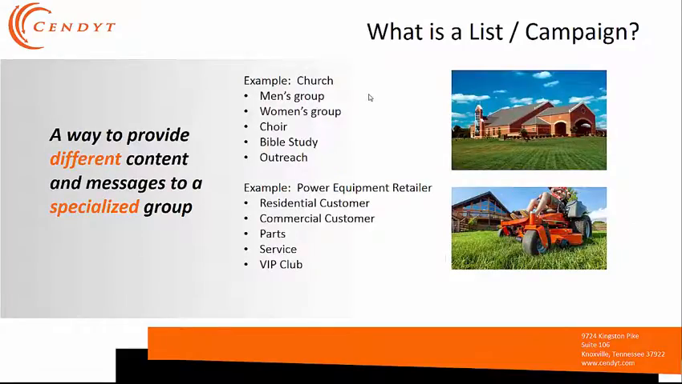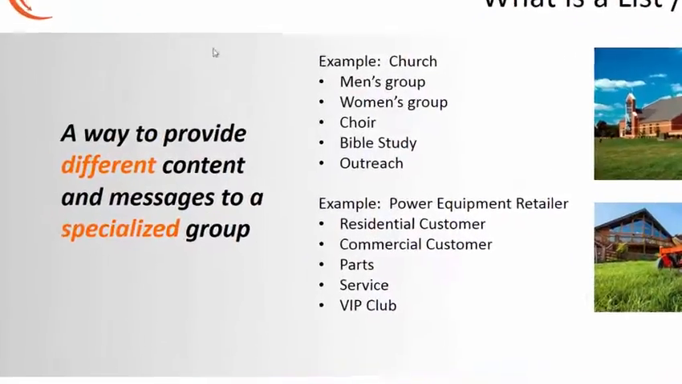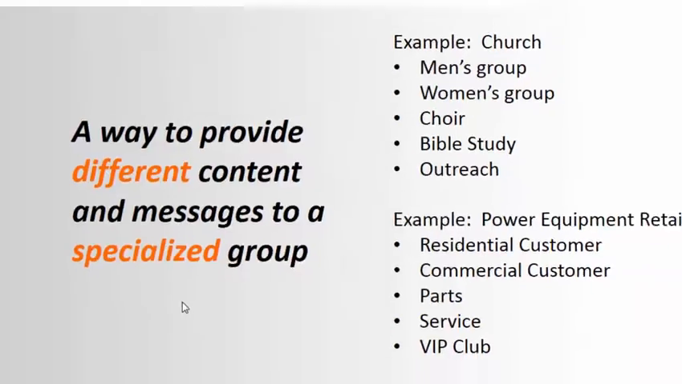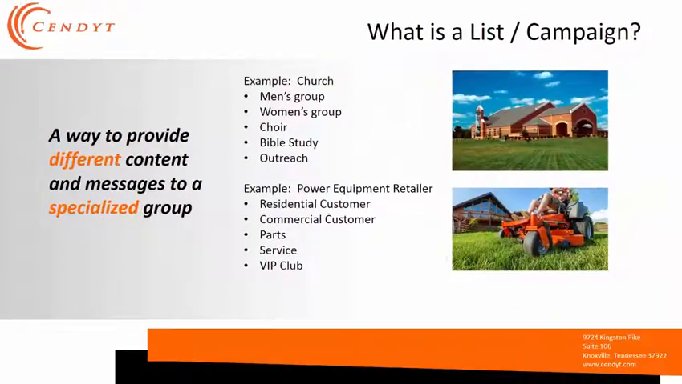I want to spend a minute just talking about what is a list and what is a campaign, and why is it important to have different keywords to generate different types of lists. So basically, a list and a campaign, it's a different way to have different content and messages go to a specialized group of customers or different specialized group of people within your group or organization. So I have two examples here. The first one is a church. So church is obviously a group or organization.